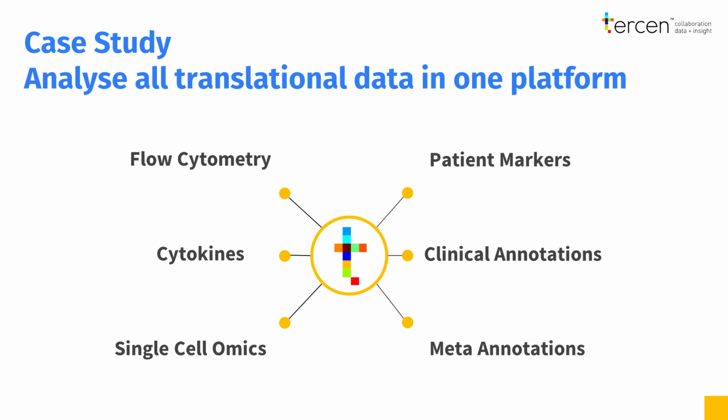Tercen also has ways to help immunologists engage in translational research. Going from bench to bed can involve many different technology platforms, such as flow cytometry, cytokines, and other single-cell omics. There are also many different additional sources of information that provide insight to the readout data. These can be patient markers from hematology, clinical annotations from drug treatments, or meta-annotation about patient demographics. All of these need to be integrated before the researcher can ask the right questions of the data.